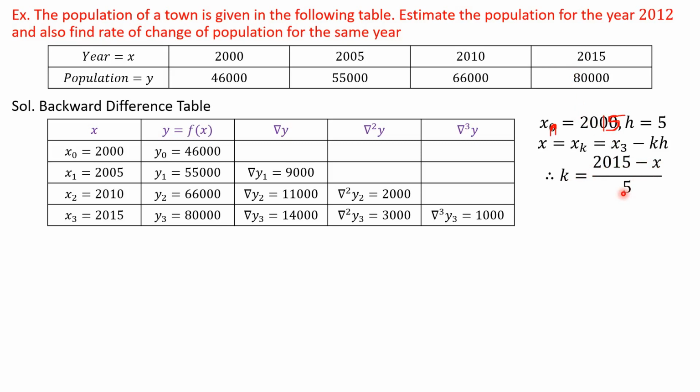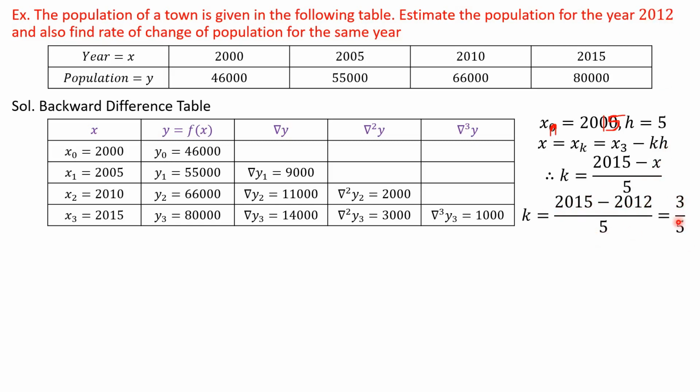Now see, while solving the example on forward difference, we kept this k as it is, and we got a polynomial in x, and that polynomial we used to find the value of y for corresponding values of x. But in this example we will solve without finding a polynomial. We will directly find the population at the year 2012. In that case, we have to put x as 2012. So k will be (2015 minus 2012) upon 5, which is 3 by 5.